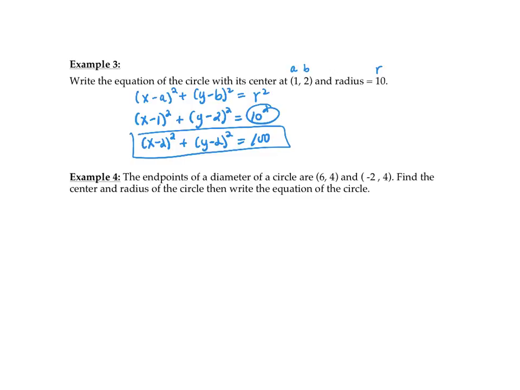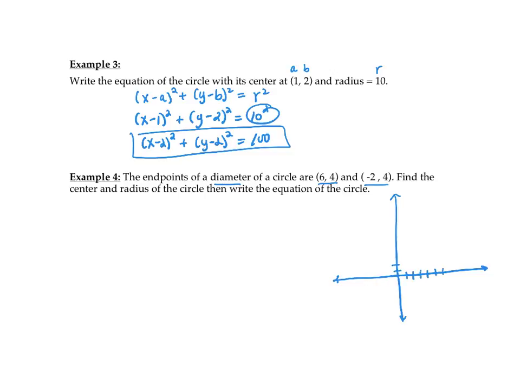Right, in example 4, it says the endpoints of a diameter of a circle are (6, 4) and (-2, 4). Find the center and radius of the circle, then write the equation of the circle. So some people can probably visualize this in their head without a graph, but I'm going to graph it just in case.